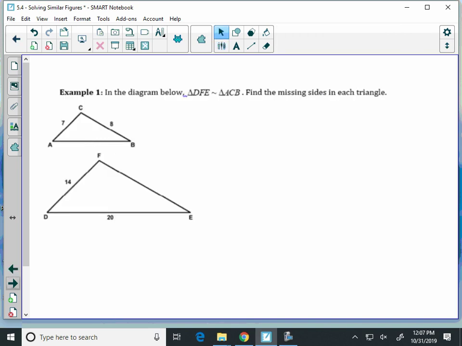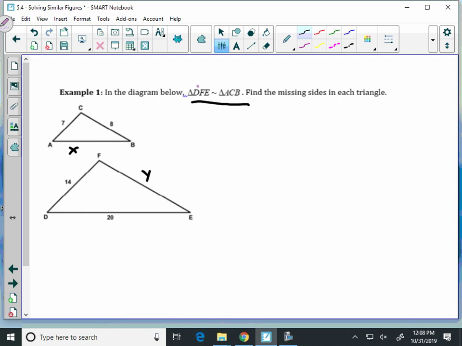We want to find the missing sides in both of these triangles, knowing that triangle DFE is similar to triangle ACB. First thing I'm going to do is label my missing sides. I'll say this one is X, and that one is Y. Then I'm going to mark my angles based off this similarity statement. It's really important to mark your angles so you know which sides match up. It's hard to tell if you don't mark them.